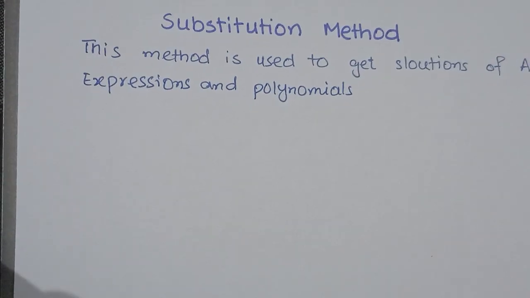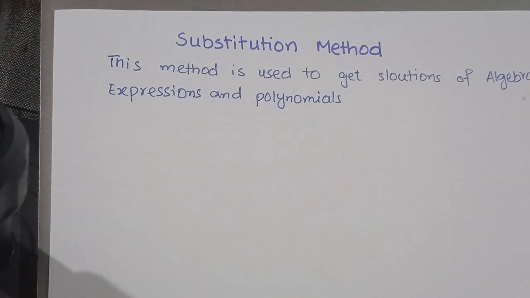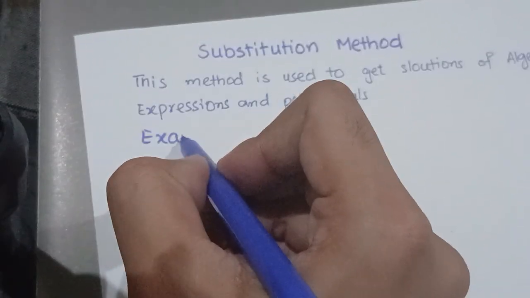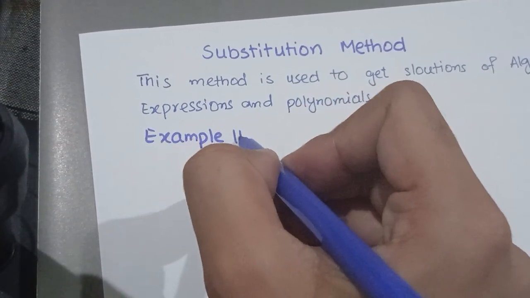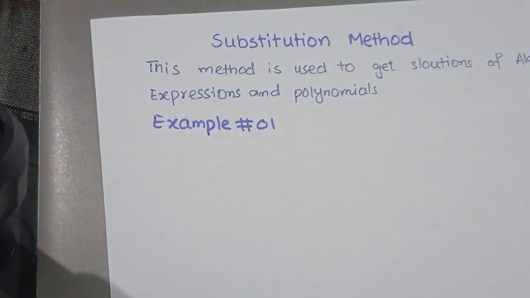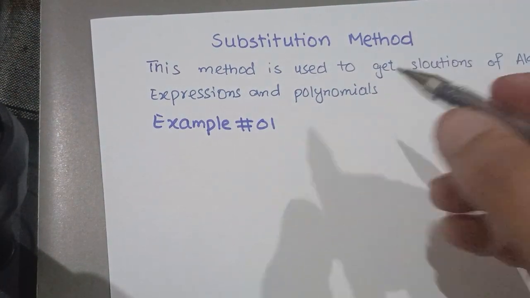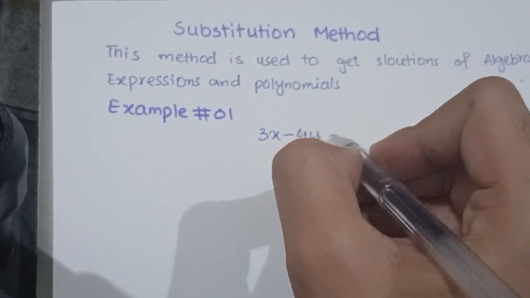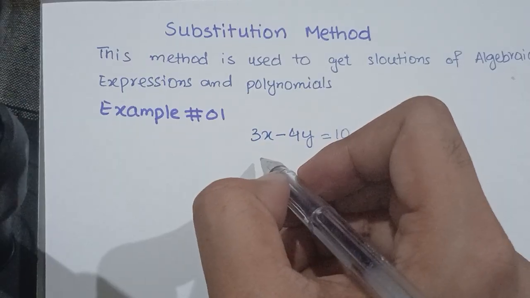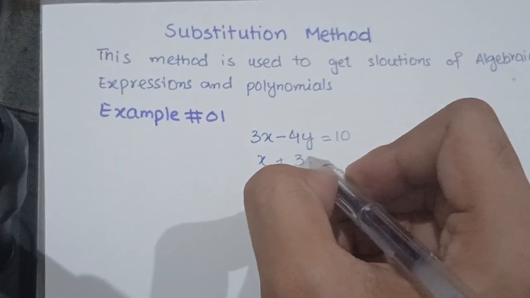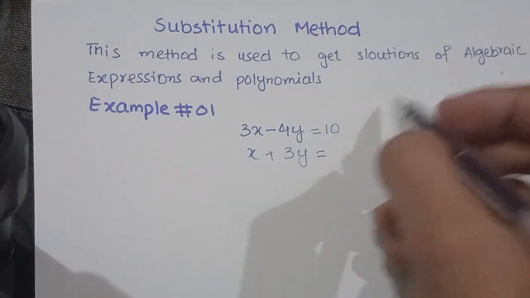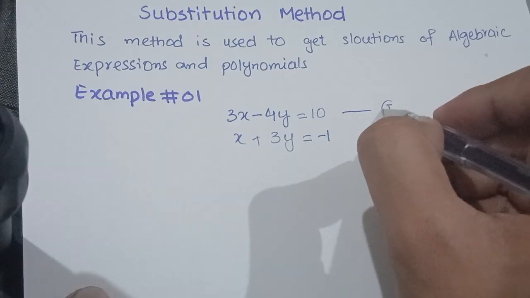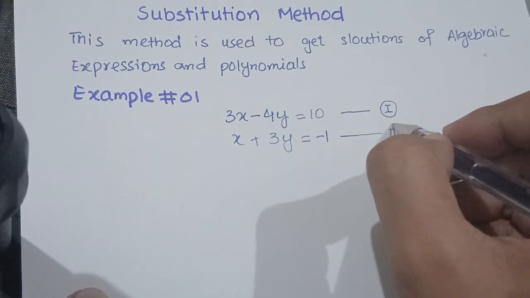So in order to get better understanding, we are going to solve a problem of substitution method. So we have 3x minus 4y is equal to 10 and x plus 3y is equal to minus 1. We have these two equations. This is equation number 1, this is equation number 2.